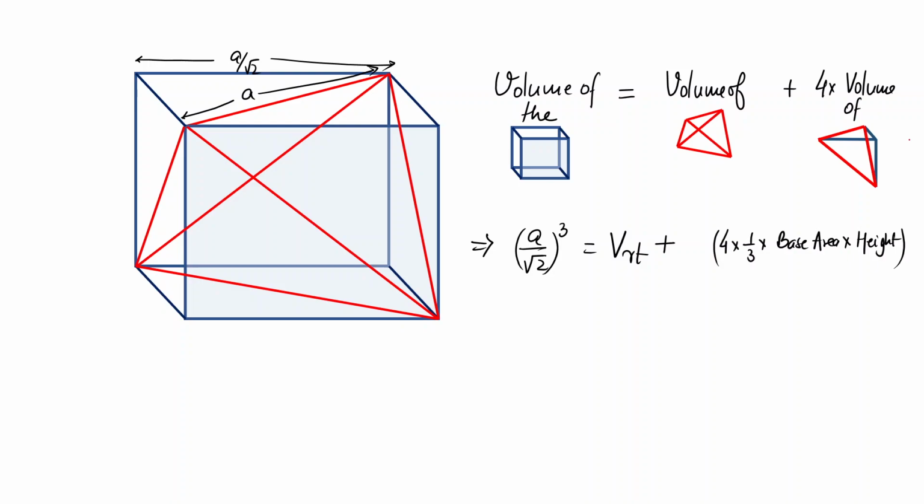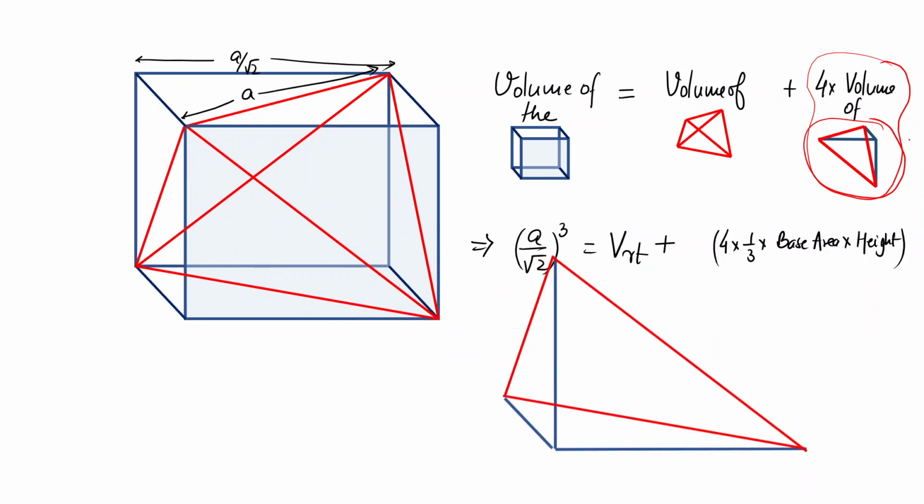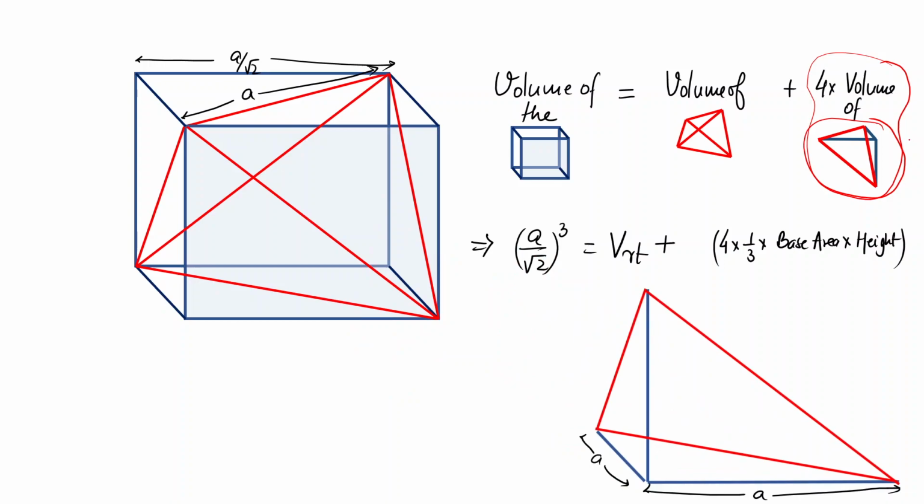So this time I will have to think about the volume of these ones. This is easier. This is the volume of these tetrahedrons. To calculate the volume of these tetrahedrons is easier. Why? Because take a look at this. The base area is very simple. It's half A square. Because this is 90 degrees, this is height, this is base. So the base area here is very simple, half A square. And the height is also A. Pretty interesting. So 4 into 1 by 3 into half into A into A into A.